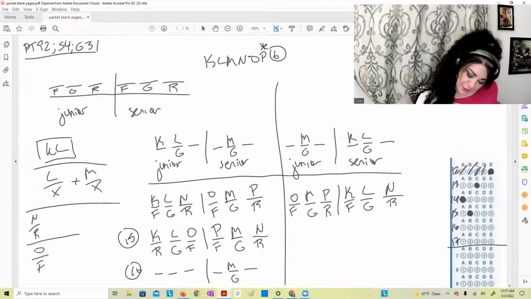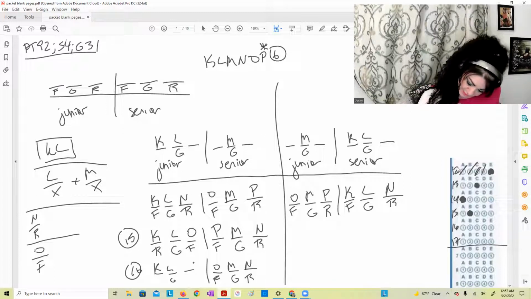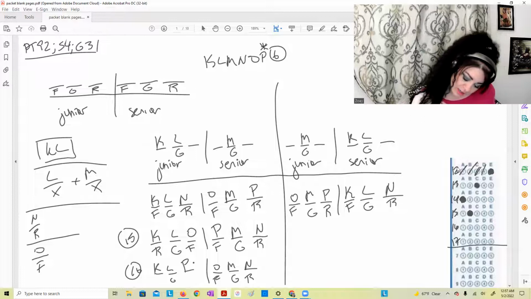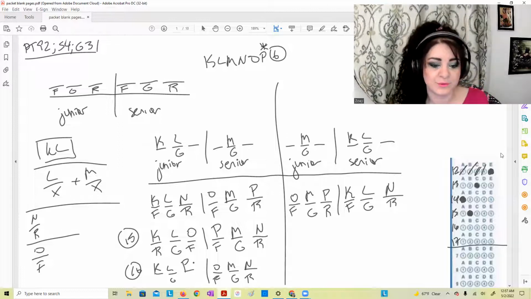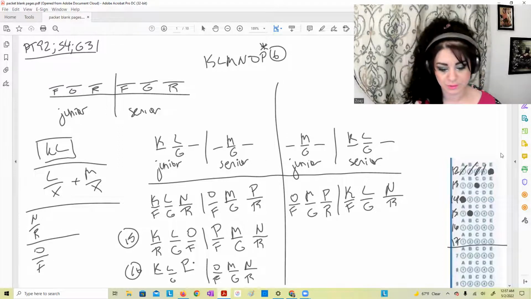So if N and O were together, they're both going to be at senior, and O is going to teach French, and that means N would have to teach Russian. It means P would have to be over here, and I don't know, between K and P, which language they would teach.